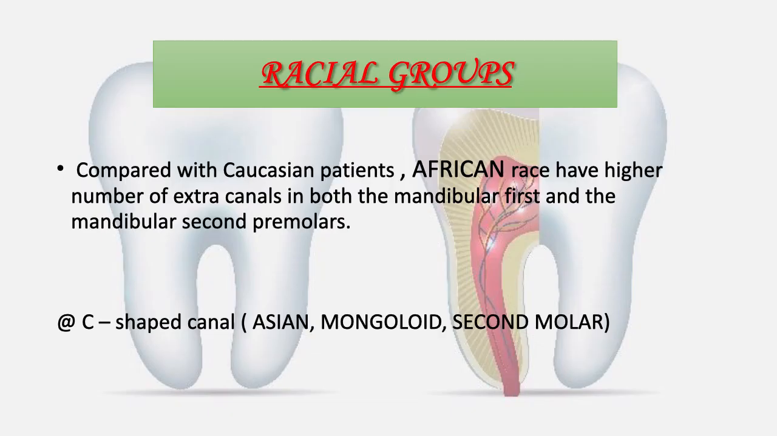Racial group: compared with Caucasian patients, the African race has a higher number of extra canals in both the mandibular first and mandibular second premolar. And regarding the C-shaped canal, it is found in the Asian population, the Mongoloid race, and the tooth most commonly involved is the second molar. So these are all MCQs which are asked in different types of exams.